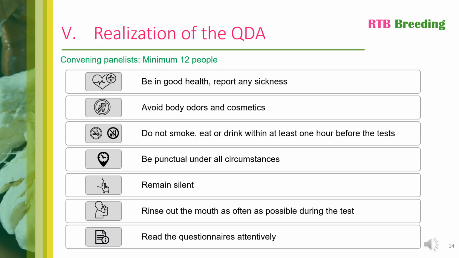When you want to carry out your QDA analysis, you will need to call a minimum of 12 panelists from among those who have been trained and selected after performance checks. On the day of the test, they must be in good health, avoid wearing perfumes, refrain from smoking, drinking, or eating in the hour preceding the test, be on time, remain silent during the test, rinse their mouths with water between each sample, and above all, read the questionnaire carefully to make sure they don't forget to answer any questions.